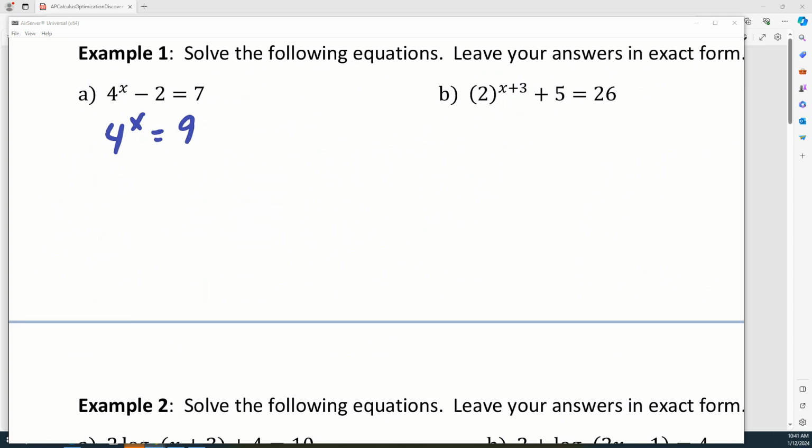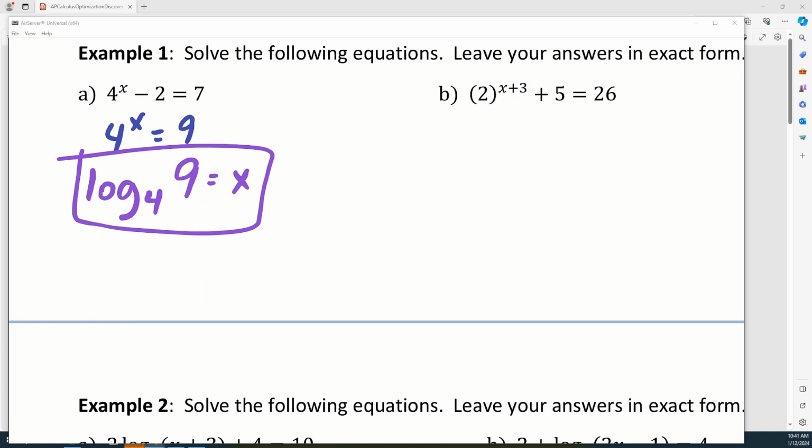So what we'll do now is write it in logarithmic form. So we'll start with the word log. What is your base going to be? 4. What is your argument going to be? 9. And then a logarithm always equals the exponent. And if x is already by itself, we're done. That is the answer. X is log base 4 of 9.